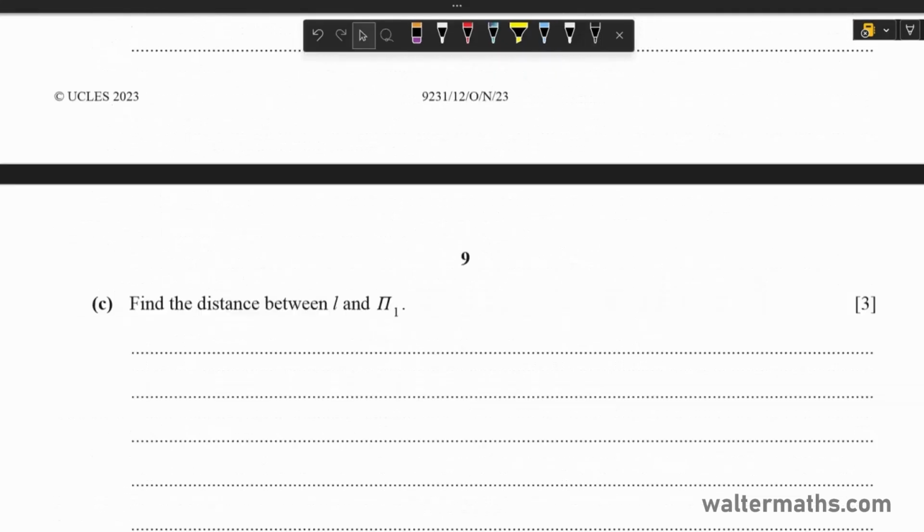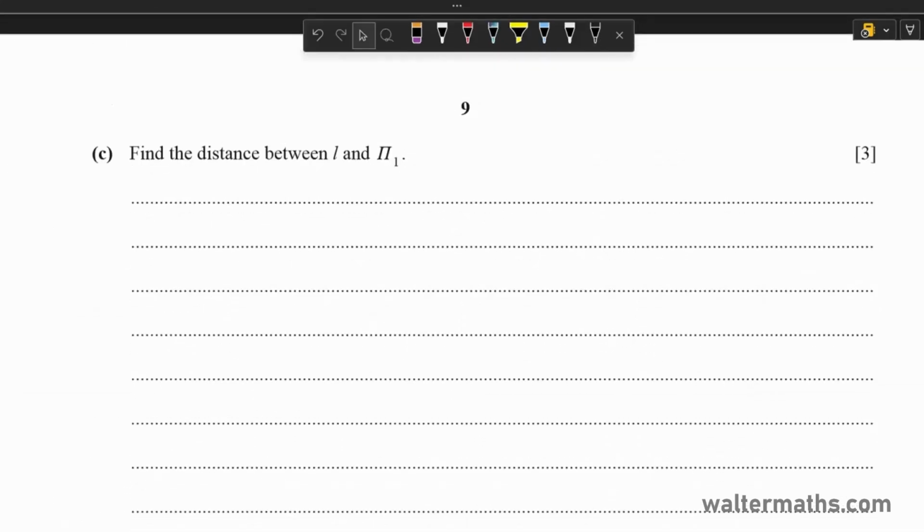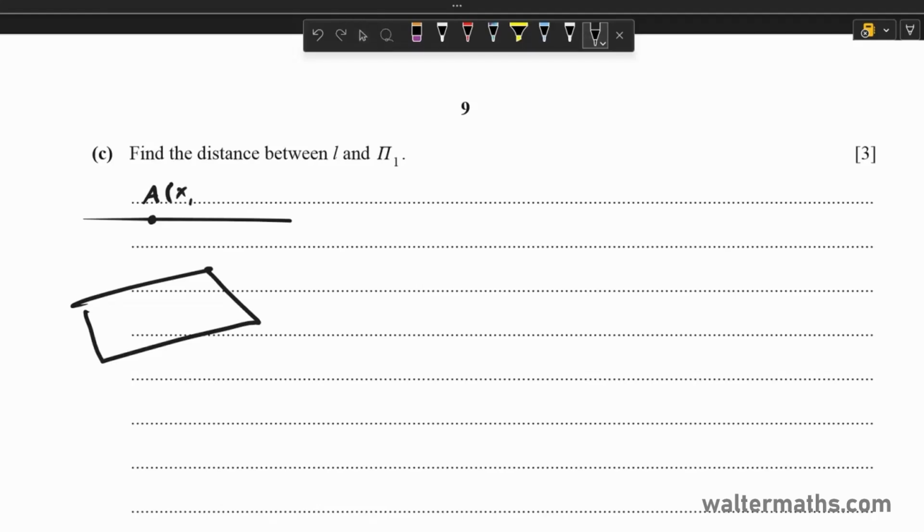Let's move on. Now we're on part C. On C, they say, find the distance between L and pi 1. Okay, so we have the plane here and the line L. In order for us to find the distance between the two, we need to know a point that is on the plane. Let's call it point A. So for this point, let's say its coordinates are x1, y1, and z1. And we also need to know the equation of the plane. So this is the plane pi 1. This is the line L.